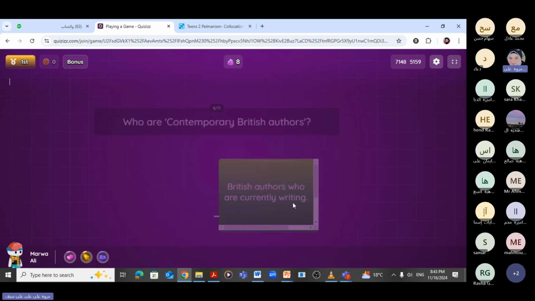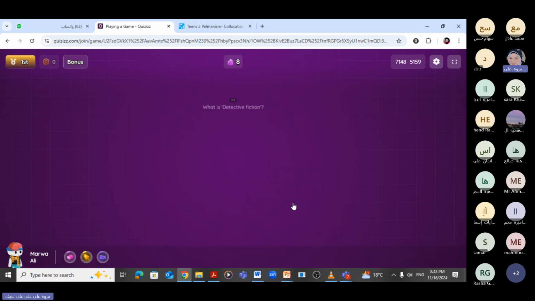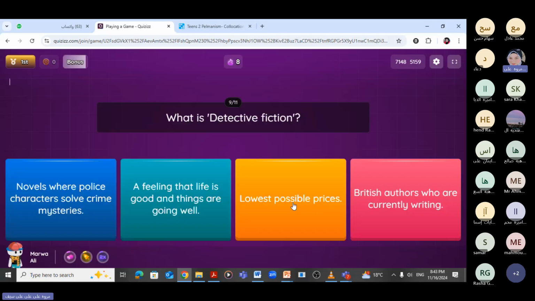Detective fiction. Is it novels where police characters solve crime mysteries, or a feeling that life is good and things are going well, or lowest possible prices, or British authors who are currently writing? Let me check raise hands. Anybody to unmute and just say it very fast? Number one. Okay, so novels where police characters solve crime mysteries. We will receive your feedback.